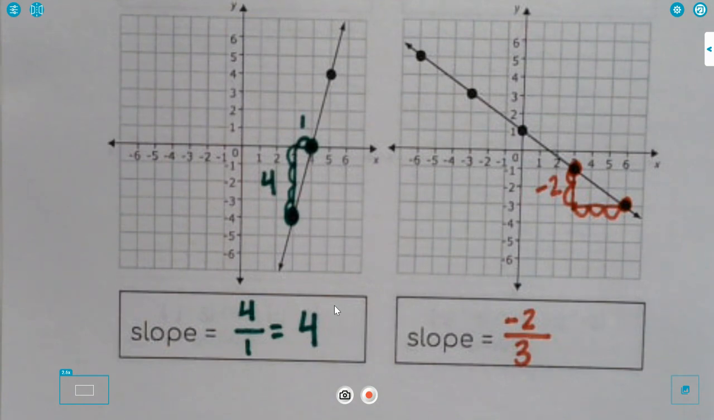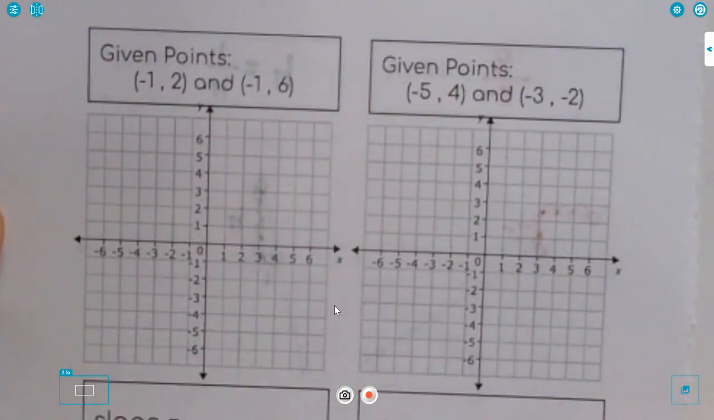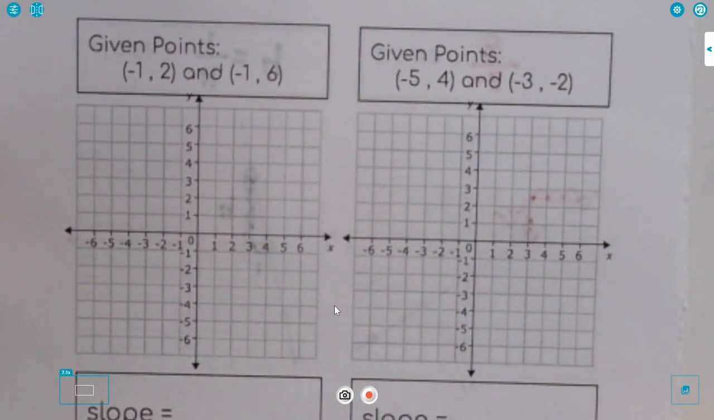Okay. Any questions about either of those? Okay. Flip this over then. On the back, the setup's a little bit different. We are going to tell you 2 ordered pairs. You have to graph those 2 ordered pairs and then find your slope.